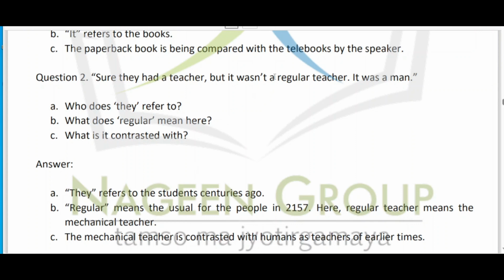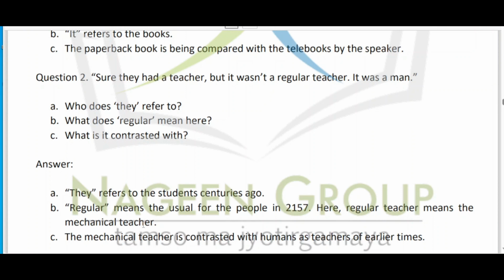Okay, it was not a regular teacher. Regular means mechanical, that is always on time, always on the screen of their PCs. So they do not have a regular teacher; regular teacher means the mechanical teacher, which is present every time, visible on their screens only.